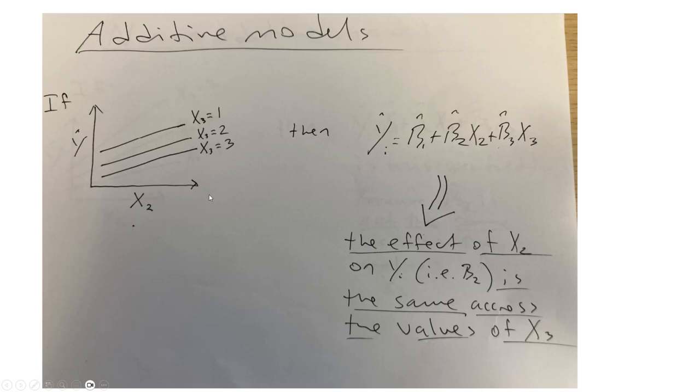That's an additive model. So the effect of x2 on y, that is beta 2 in this case, is the same across the values of x3. That's an additive model.